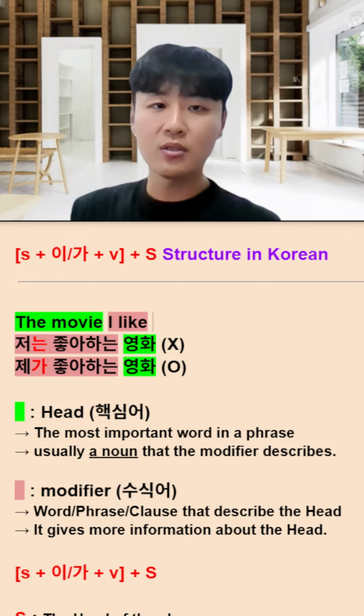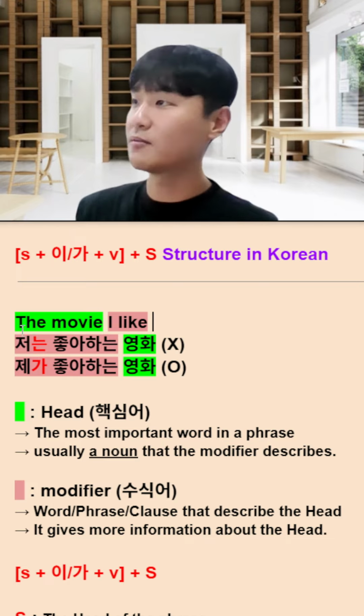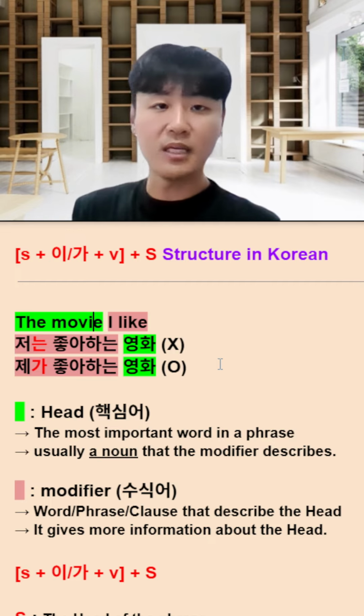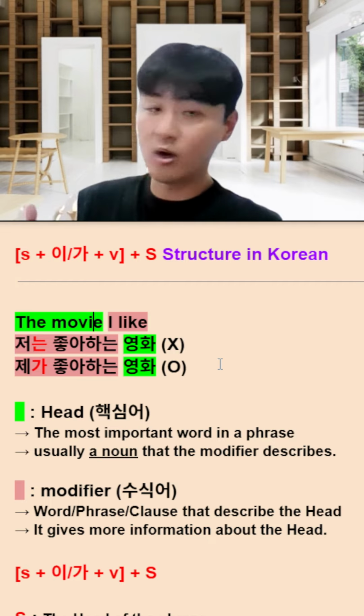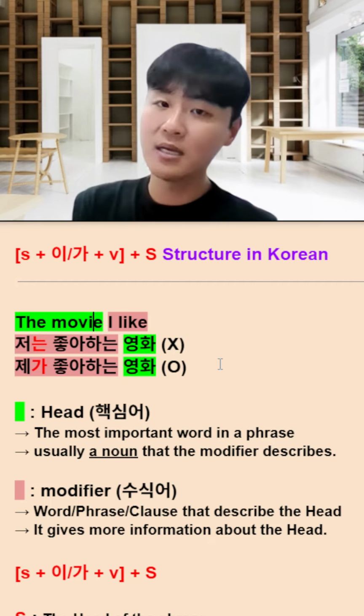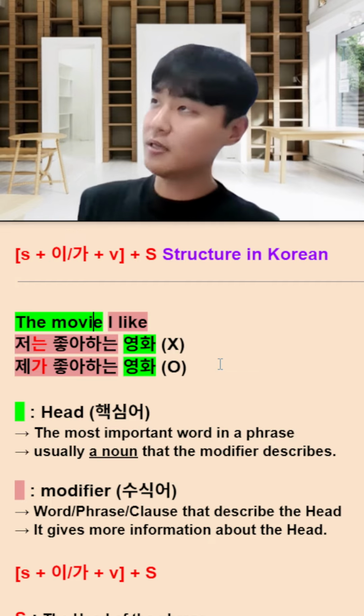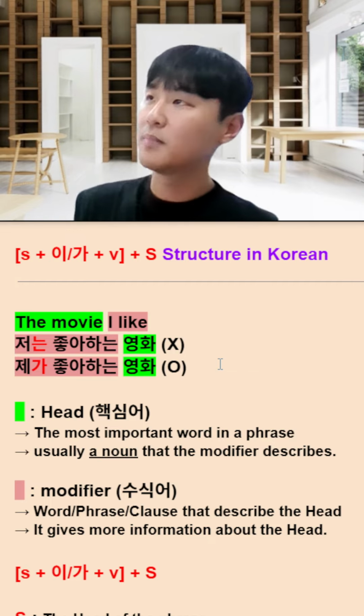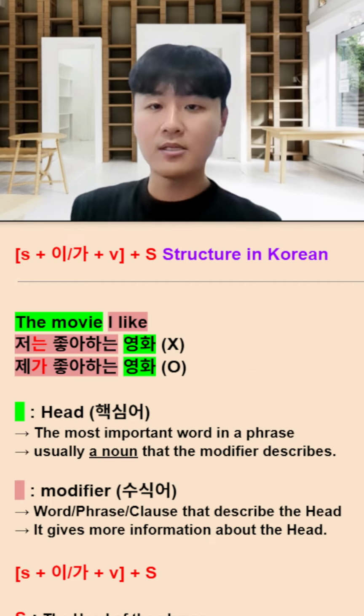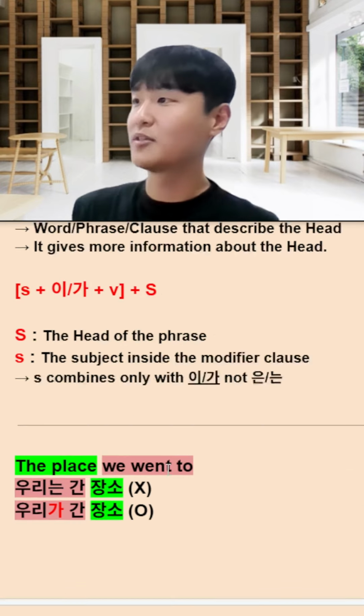And here's a tricky point. Because in English, the head, the main subject, always comes at the front when we make a phrase, as we can see here. But in Korean, the main subject, the head, always comes at the last part. So the modifier comes at the front. So the sequence makes English speakers a bit confused because it's totally opposite. So let's take a look at another example here.